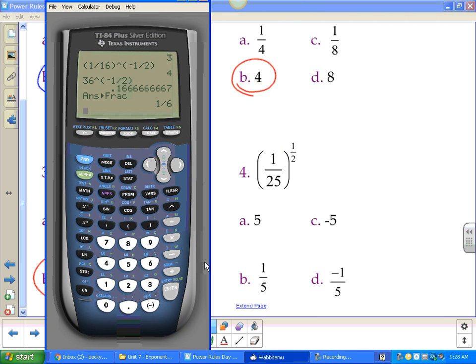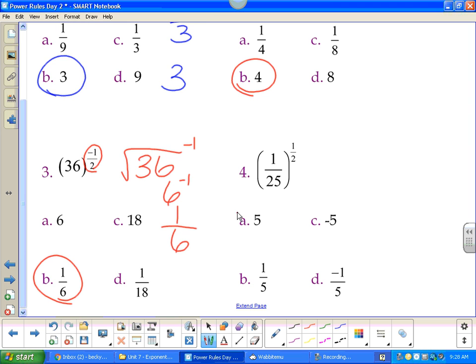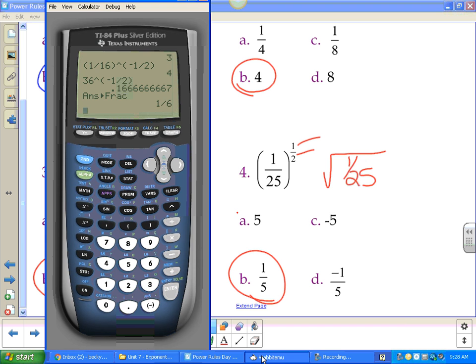So if you want to do the same thing for this one, let's do it by hand first. Remember, that's power over root, so that's the square root of 1 over 25. Nobody's negative, I don't need to move anything, so that would be a 1/5. And if you wanted to do that on your calculator, anytime you have fractions, I strongly suggest you use parentheses. And then I go math, fraction.